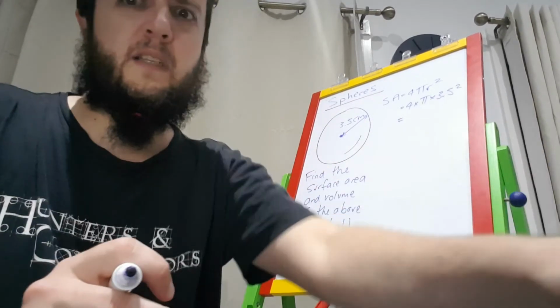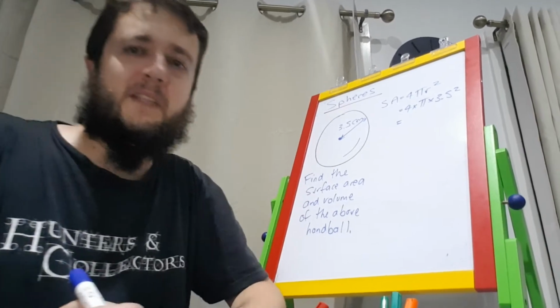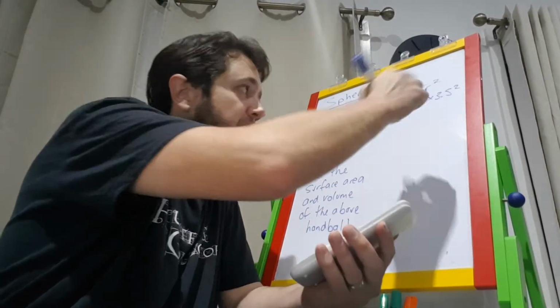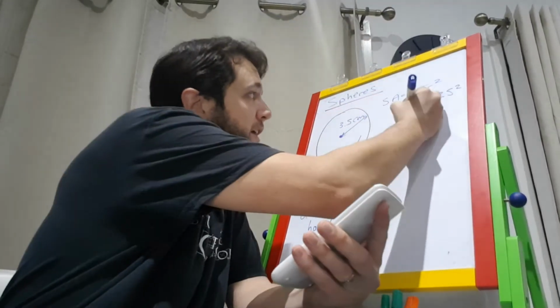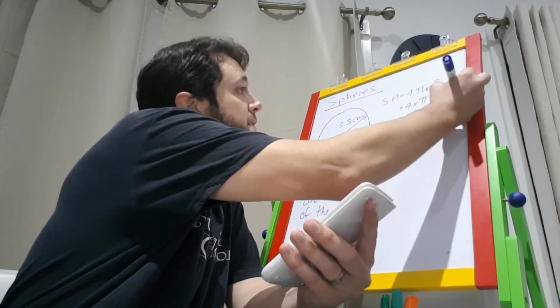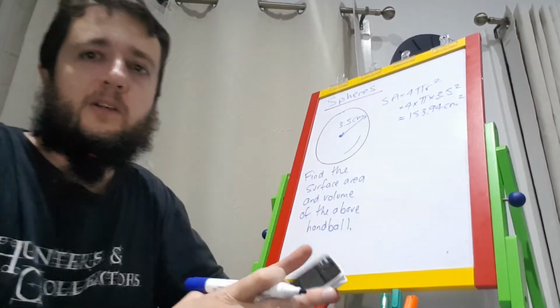So, interesting question. How much surface do I have to paint? Well, that formula will let you work it out. So in this case, you put that in your calculator. We are rounding here to 153.94 centimetres squared. Right, so that's the surface area of this object.